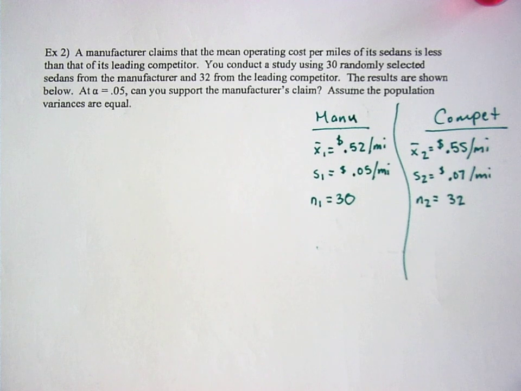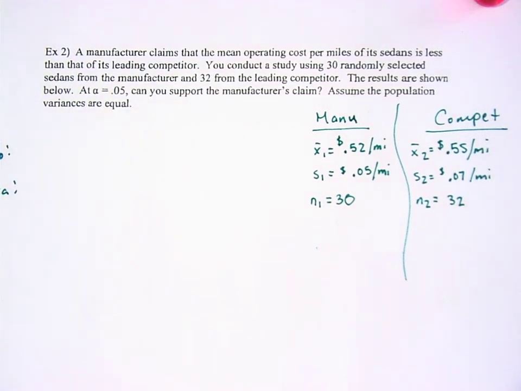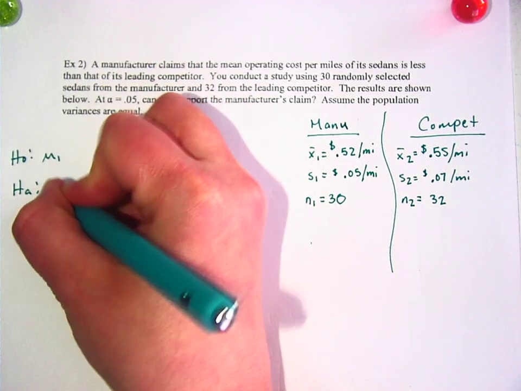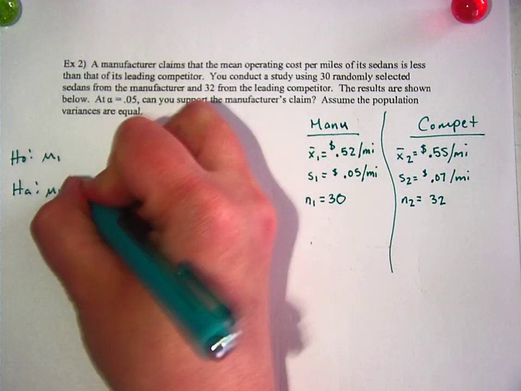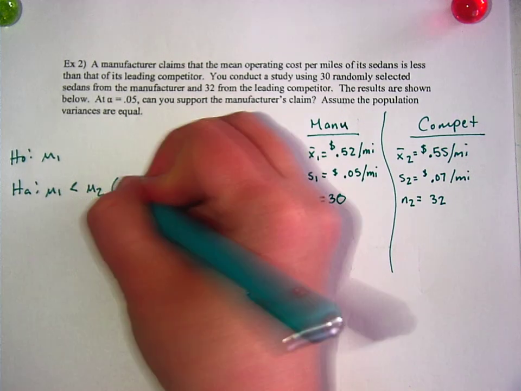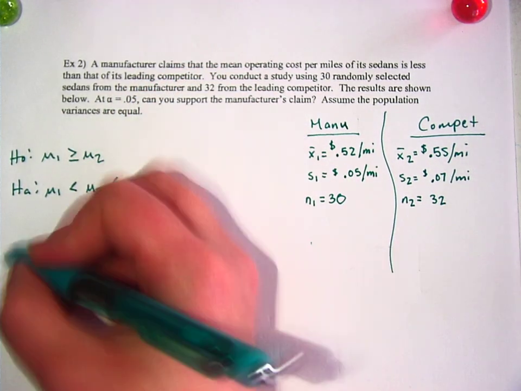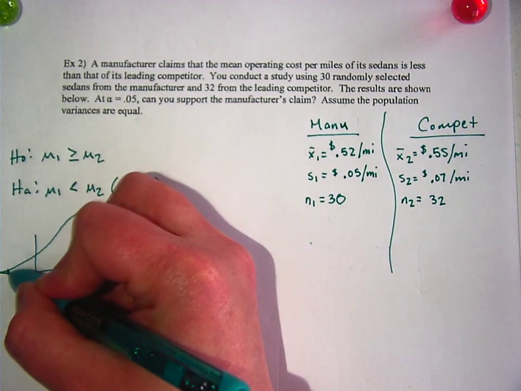Okay, so here we go. Results are shown below. At alpha equals 0.04, can you support the manufacturer's claim? H sub 0, H sub A. Makes you almost miss one sample hypothesis testing, doesn't it? Good old one sample hypothesis testing. You guys know how it is. What's the claim? It's a less than, which is the alternative. Is everybody good on figuring out alternatives? And it is left-tailed. Want to use rejection regions again? Yes.